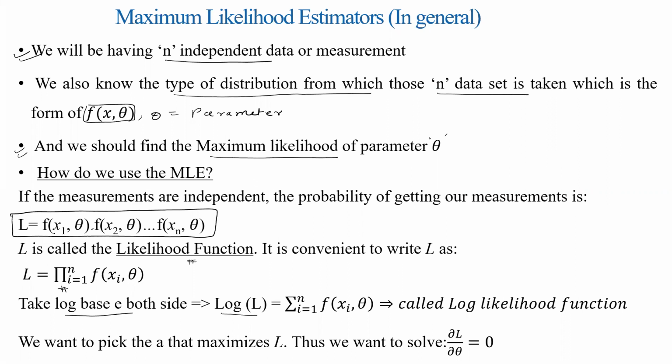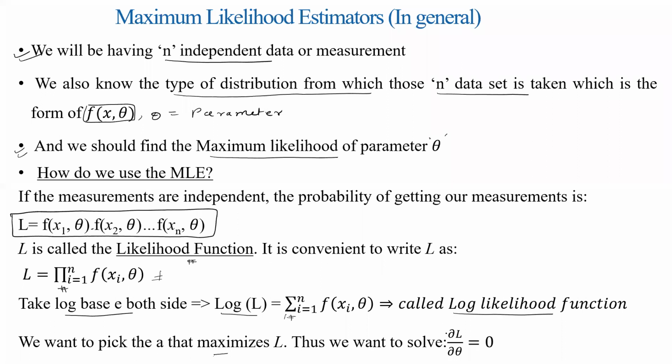If you take log on both sides, because it is a product, your product will turn out to be a summation. Log of this plus log of this, log of m into n is log m plus log n. So log of this plus log of this plus log of this. So if you take log on both sides here, this will turn out to be a summation, as we have seen previously. And this is called the log likelihood function.